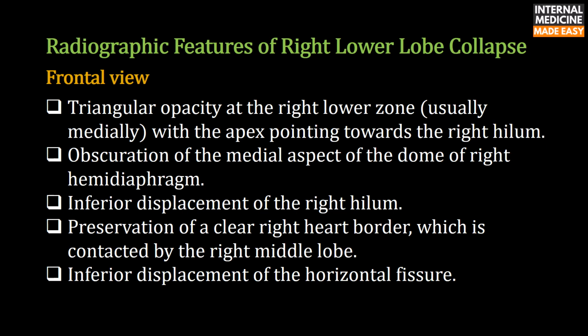Now, radiographic features of right lower lobe collapse. In the frontal view, there is a triangular opacity at the right lower zone, usually medially, with the apex pointing towards the right hilum, obscuration of the medial aspect of the dome of the right hemidiaphragm, inferior displacement of the right hilum, preservation of a clear right heart border which is contacted by the right middle lobe, and inferior displacement of the horizontal fissure.